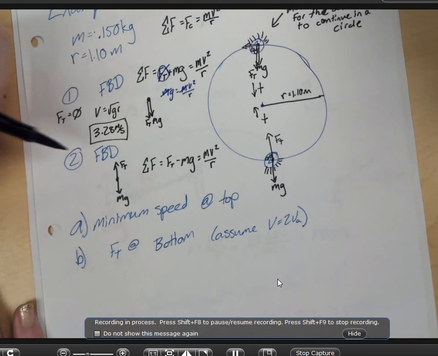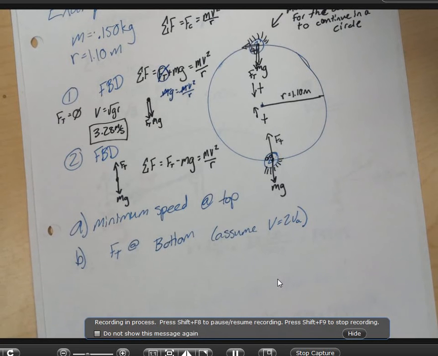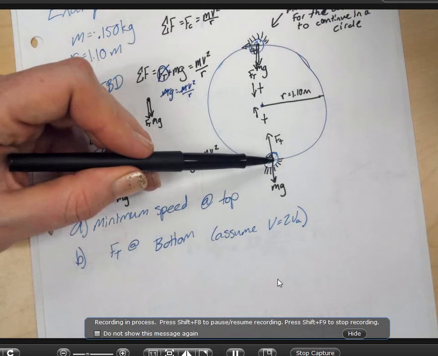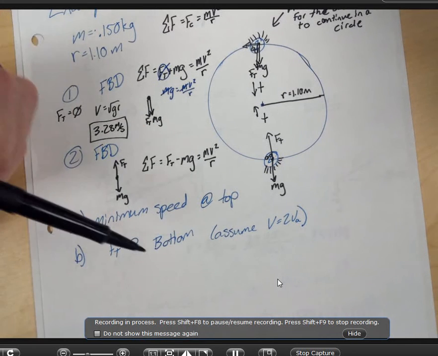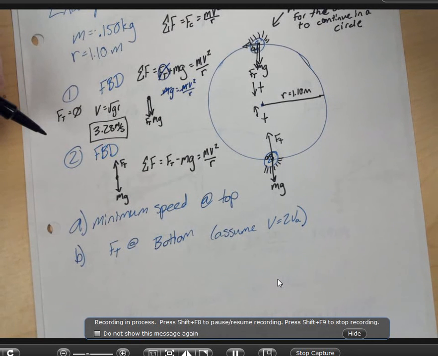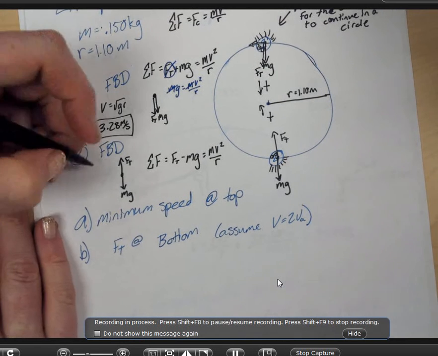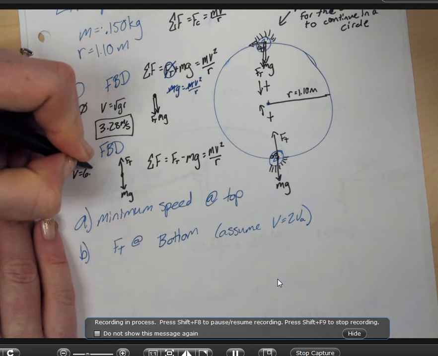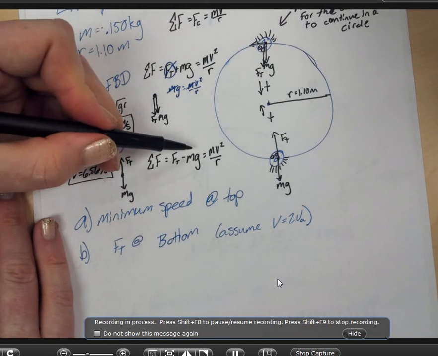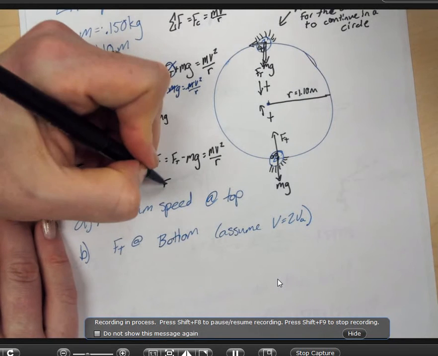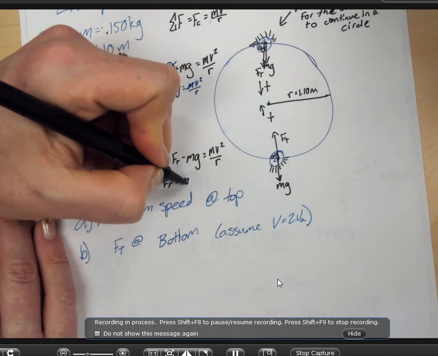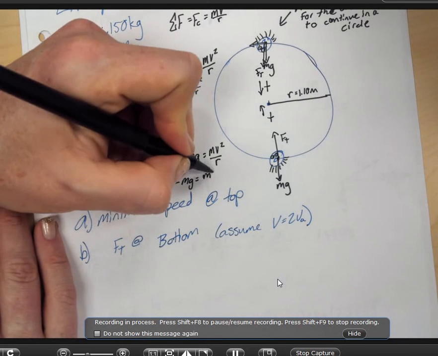For part 2, it says find the force of tension at the bottom of the circle, assuming that the velocity at the bottom is twice the velocity at the top. Well, twice the velocity at the top is actually going to be a velocity of 6.56 meters per second. So here, our velocity is 6.56 meters per second. And we're going to use that to solve this equation. So I've got force of tension, which is my unknown that I want to solve for, minus mg equals mv squared over r.